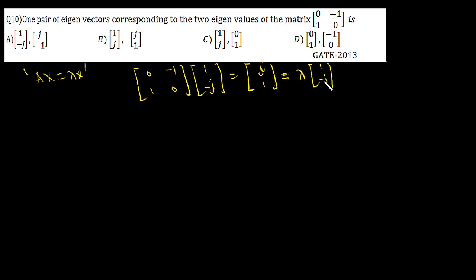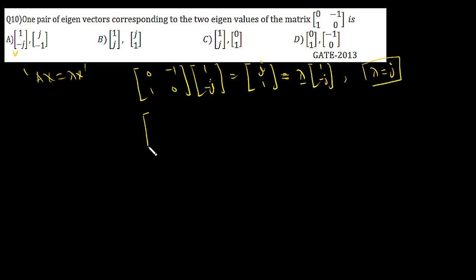So yes, here the value of lambda is J. Remember that here J is the eigenvalue, and an eigenvalue may be real or complex for any particular matrix. So the first vector, 1 comma minus J, is the correct eigenvector for this matrix. So only option A has this vector. So option A must be the correct set of eigenvectors.